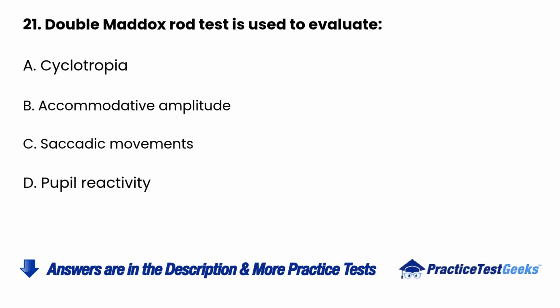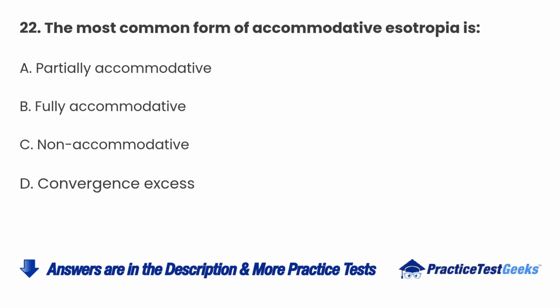21. Double Maddox rod test is used to evaluate A. Cyclotropia. B. Accommodative amplitude. C. Saccadic movements. D. Pupil reactivity. 22. The most common form of accommodative esotropia is A. Partially accommodative. B. Fully accommodative. C. Non-accommodative. D. Convergence excess.